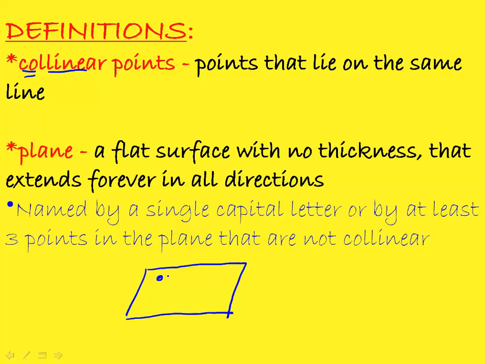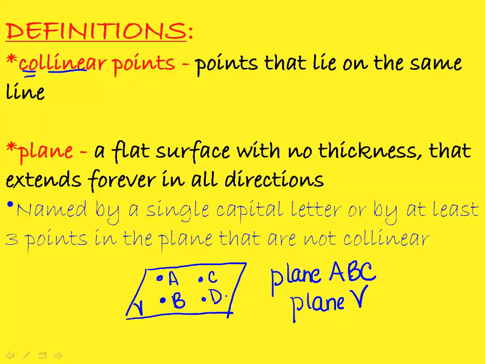And if I had some points drawn on this plane, I could name the plane using any 3 points as long as they weren't all lined up together. So I could name this plane ABC. Or I could name it plane ABD, or plane CBD. Sometimes there will be a capital letter down in the corner of a plane, like maybe a V, and then I could simply call it plane V. But that's the only way that I can use a single letter. Otherwise, I have to use at least 3 letters from the points on the plane.